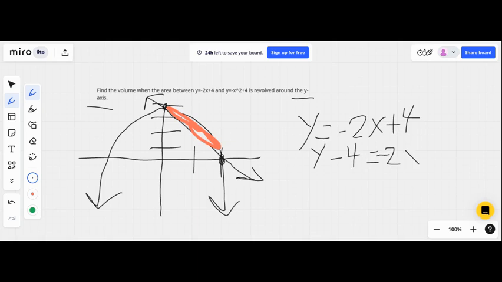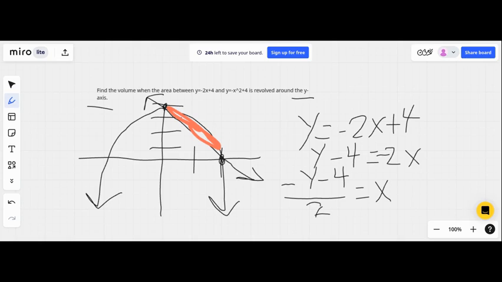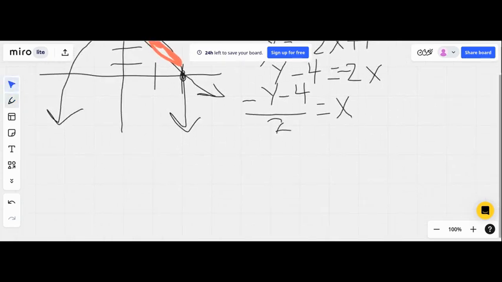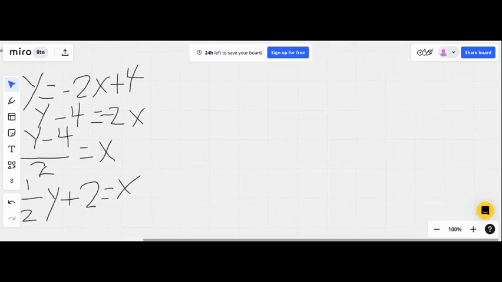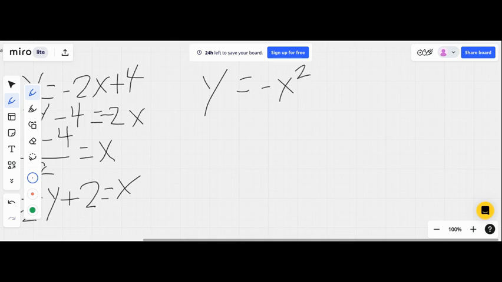You technically don't have to do this, but it makes it easier to visualize based on the graph that we already have. So we'll just be doing some simple algebra. We'll move the negative 4 over, divide by -2, and eventually we'll have -1/2 y plus 2 is equal to x. And then we'll do the exact same thing to the other equation.